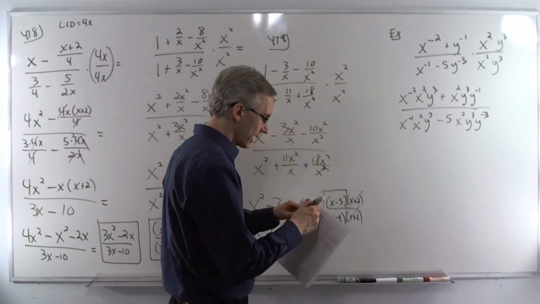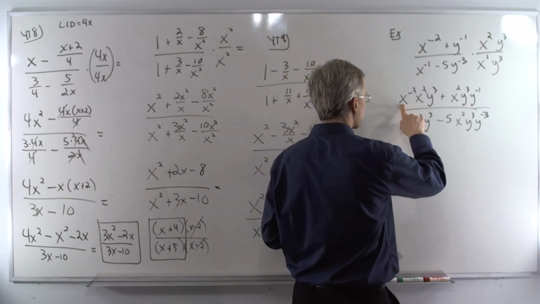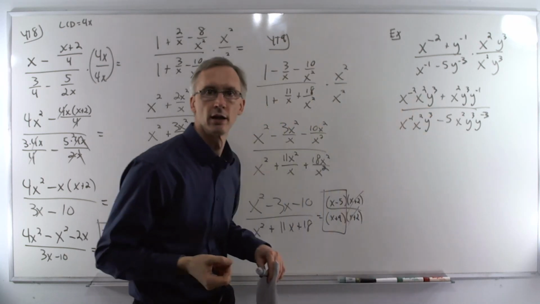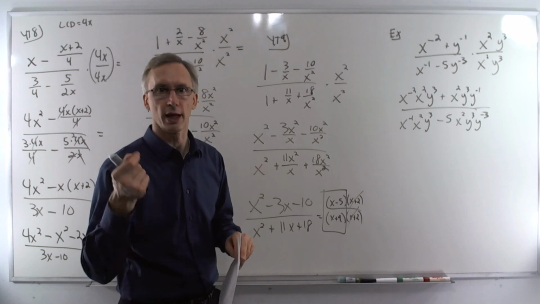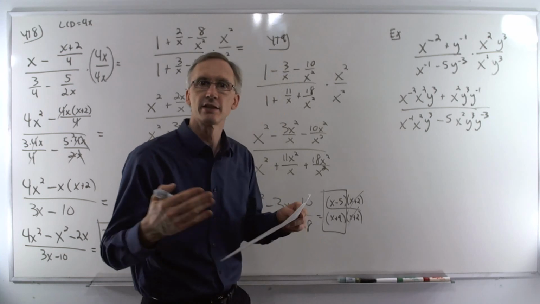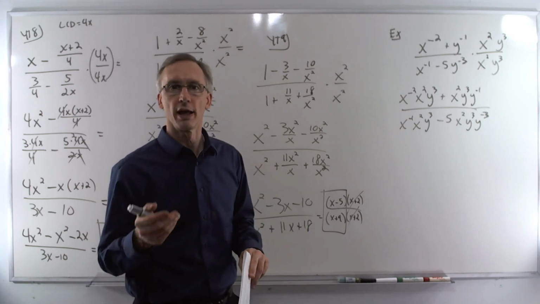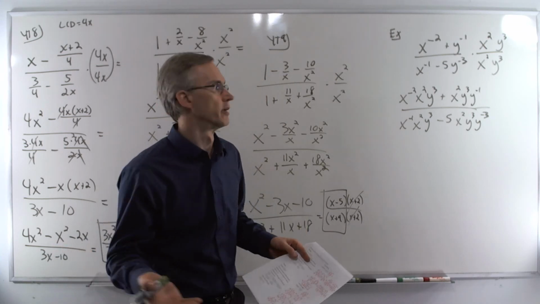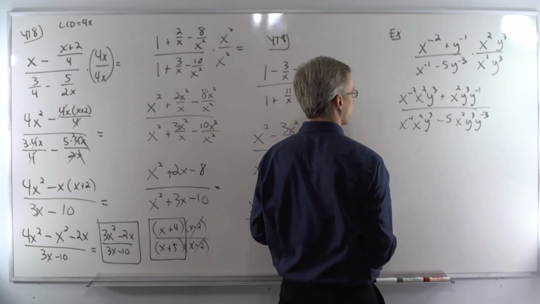All right, so now what do we get when we multiply x to the negative 2 times x squared? Remember properties of exponents? We add the exponents. Negative 2 plus 2 is 0. So we get x to the 0 power. Recall anything to the 0 power is 1. So these two things cancel each other out.